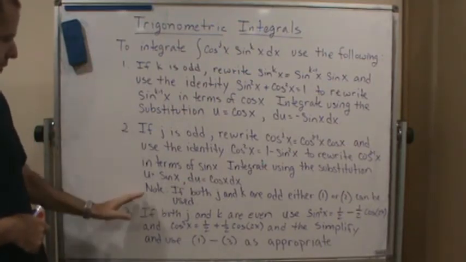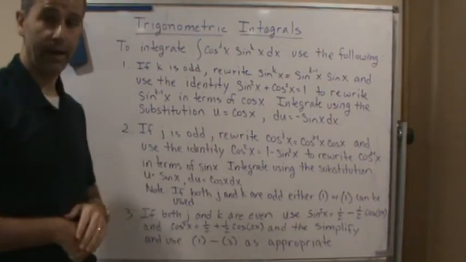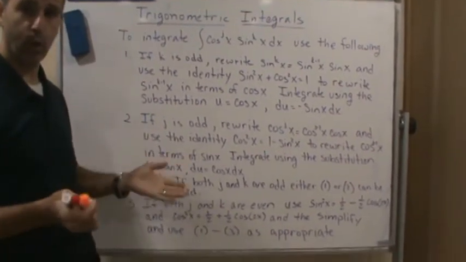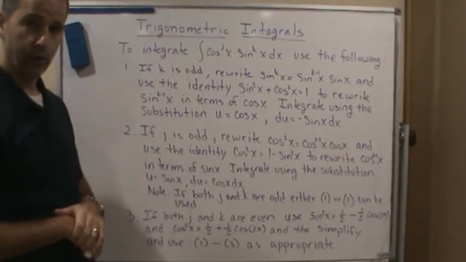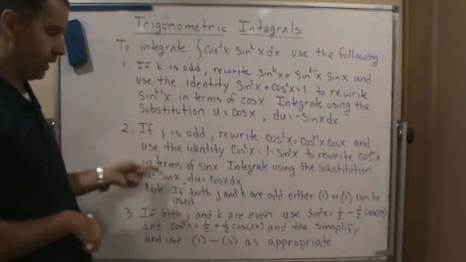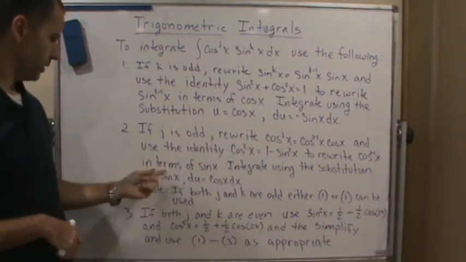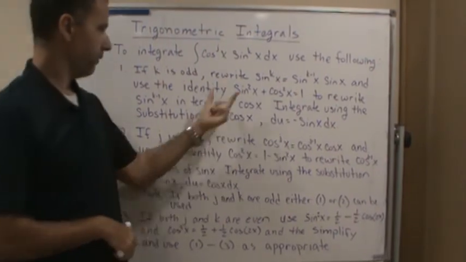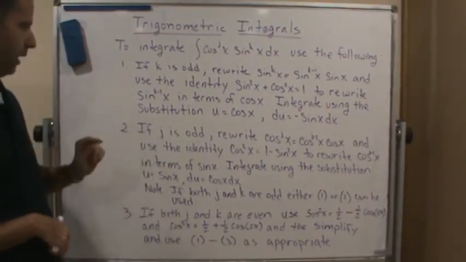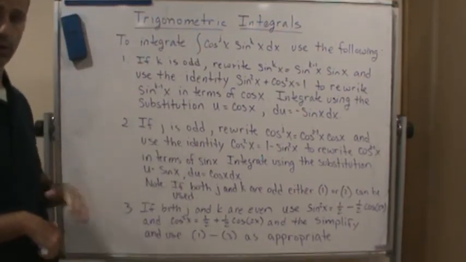Now, note that if both of the exponents are odd, then it doesn't matter which strategy we use, 1 or 2. Either one will work fine, okay? So if one is odd, then use one of these two, right? If the cosine has an odd power, use strategy 2. If the sine power is odd, then use strategy 1. If both of the powers are odd, then it doesn't matter which one you use.